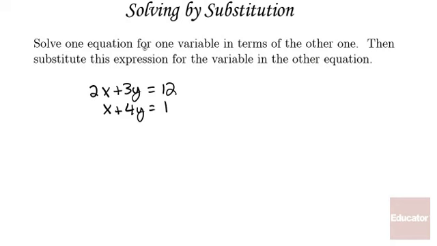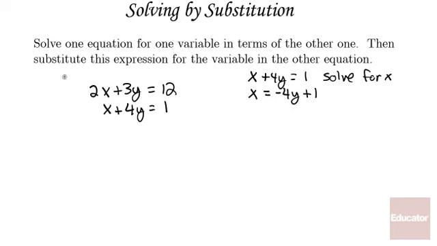First step, solve one equation for one variable in terms of the other one. The easiest thing to do is to find a situation where you have a variable that has a coefficient of 1, and I have that right here. So then I can solve for x in terms of y pretty easily. x plus 4y equals 1, so solving for x in terms of y gives me x equals negative 4y plus 1.